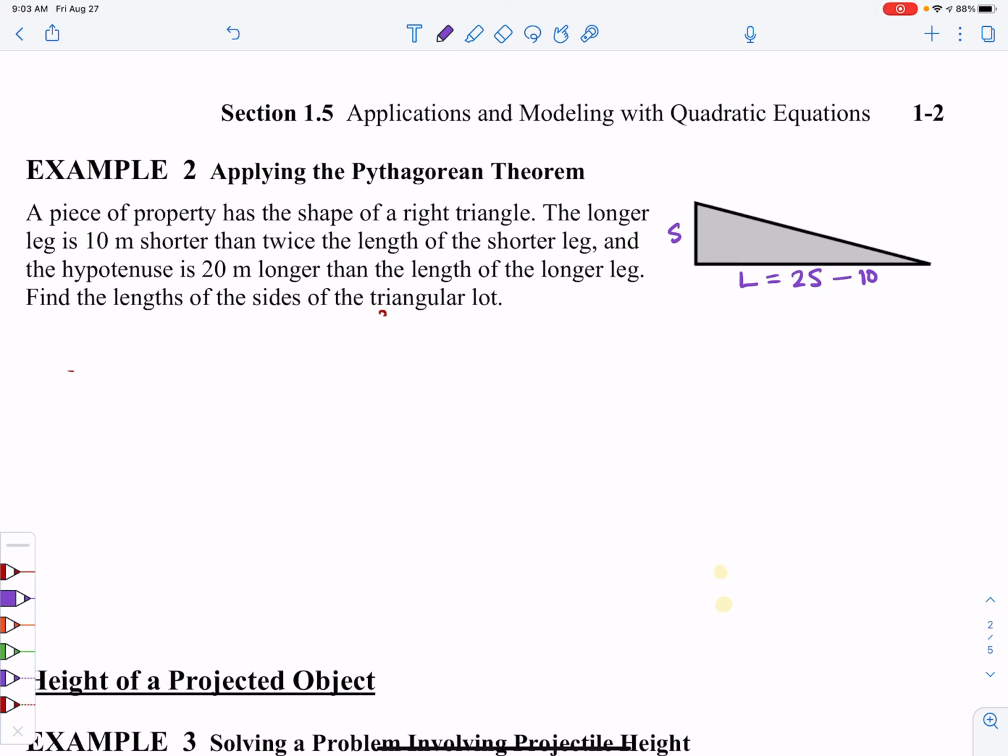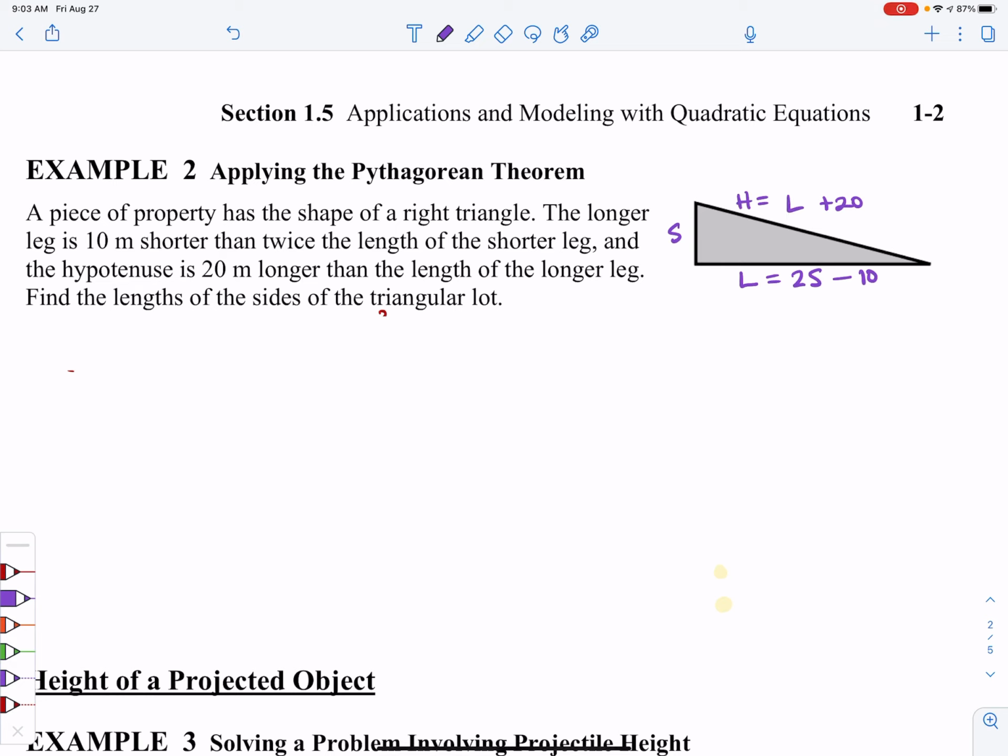Let's keep on reading. The hypotenuse is, so let's start out with an H equals 20 meters longer than. So just like with the 10 meters shorter than, 20 meters longer than is going to be something plus 20. 20 meters longer than what? The length of the longer leg. So we're going to call that L, the length of the longer leg.